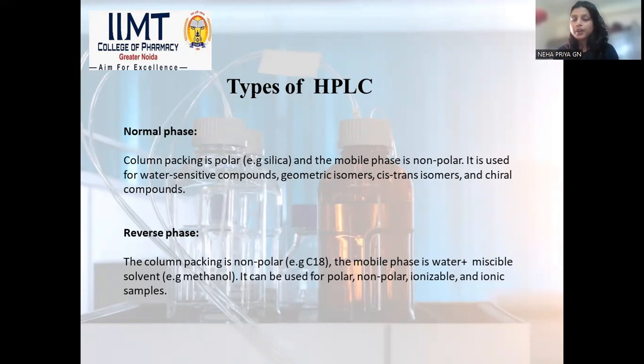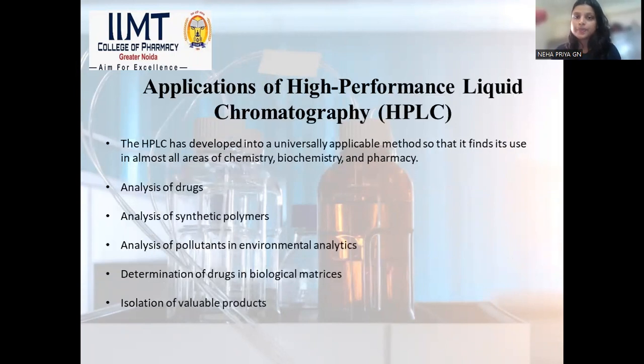So what we have learned here is that HPLC chromatography can be of four types. The first one is ionic, the second is size exclusion, the third is normal, and the fourth is reverse phase HPLC. Now the last topic which we are learning today is the application of high performance liquid chromatography, or HPLC. As I have already mentioned earlier, it helps in identification, purification, separation, and quantification of compounds.